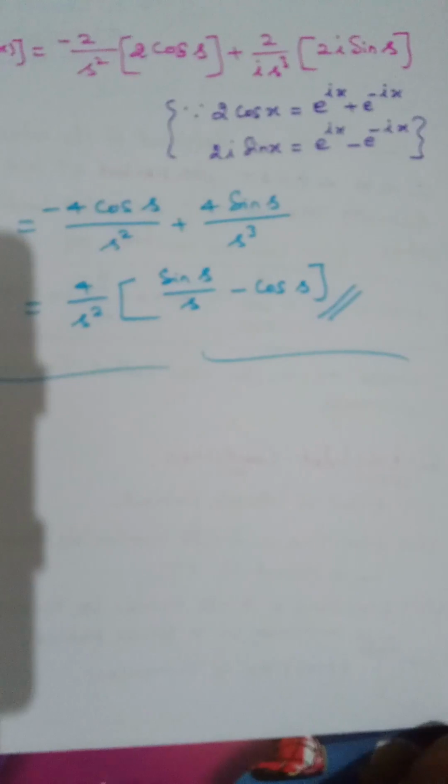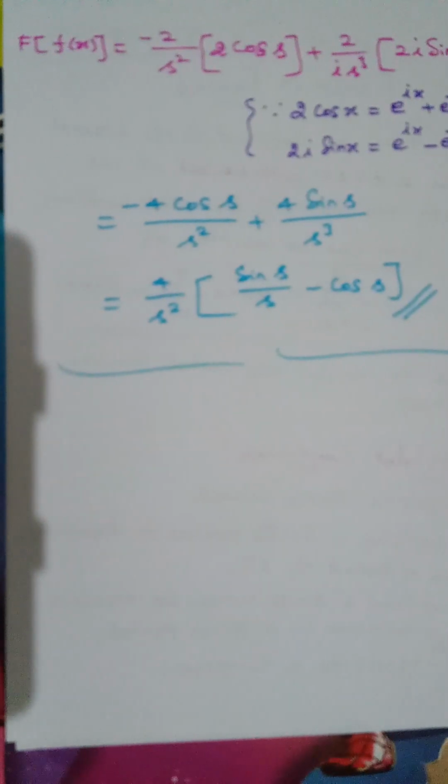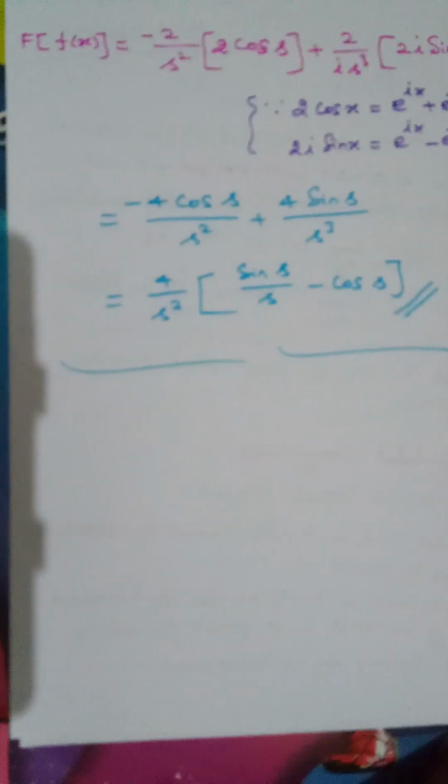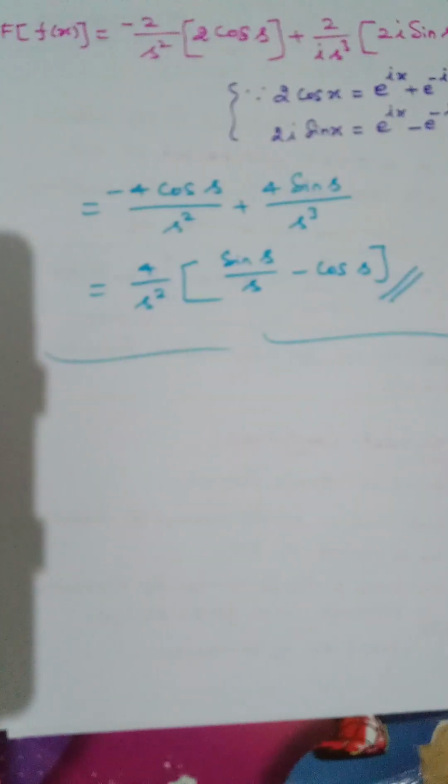Okay. Now minus 2 plus 2 will be minus 4 cos s by s squared plus 4 sin s by s cube. So I cancels from the second term. Now I can take 4 by s squared outside. So the rest will be, normally the plus term comes first place and minus goes to the second place, so sin s by s minus cos s.